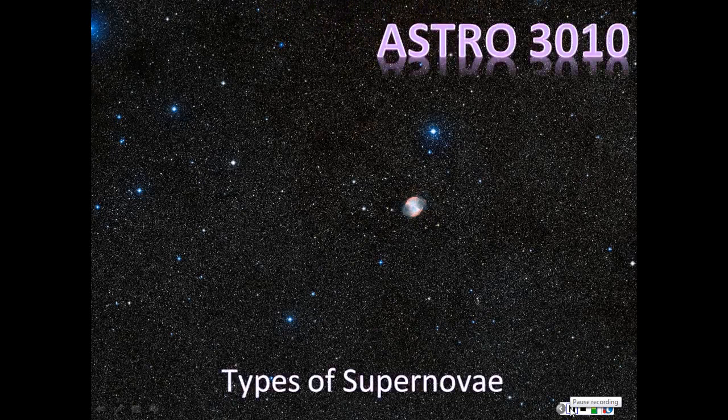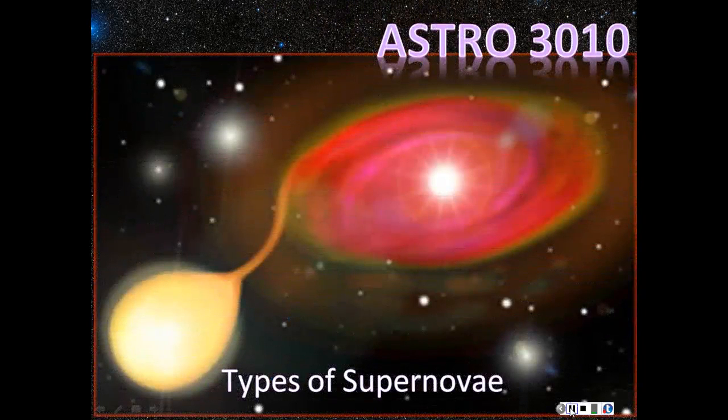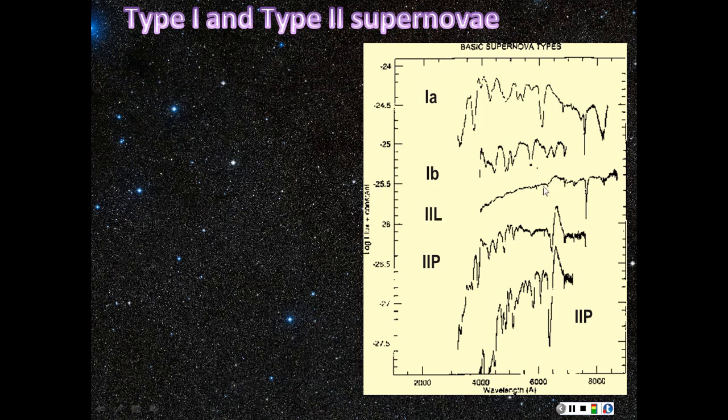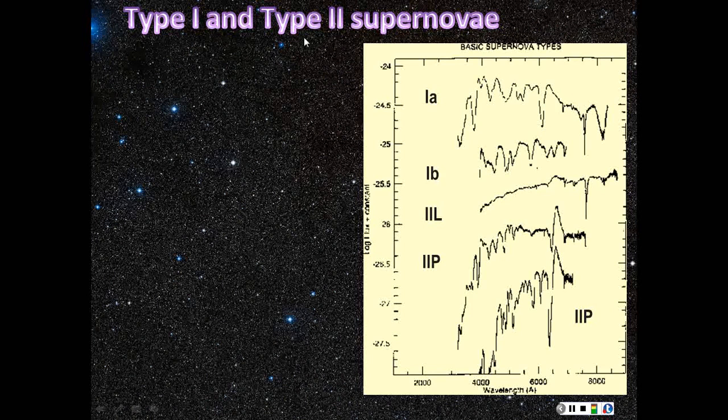So for this week we're going to be talking about a few aspects of stellar evolution that we haven't really got into yet, including different types of supernovae. Here I've got, this is not a great image here, but these are different types of supernovae, and we basically classify them into type 1 and type 2.